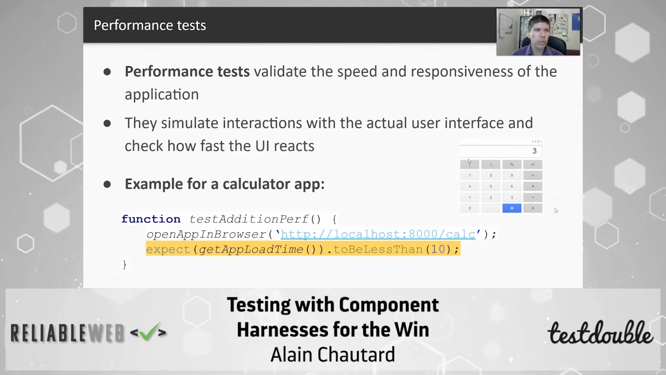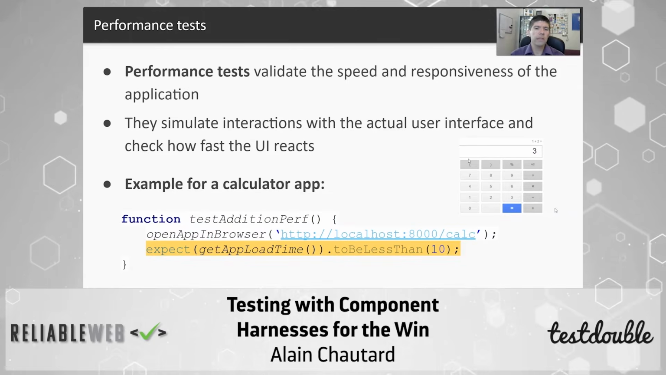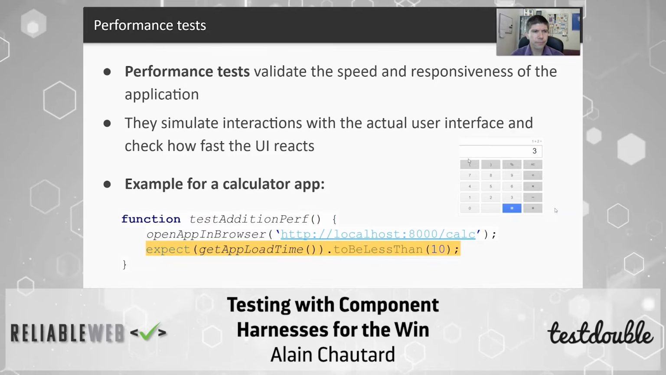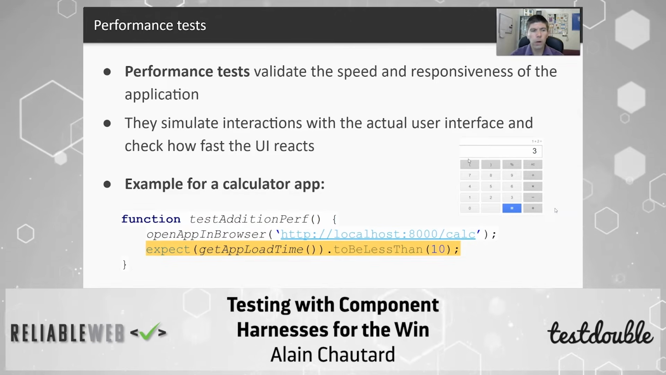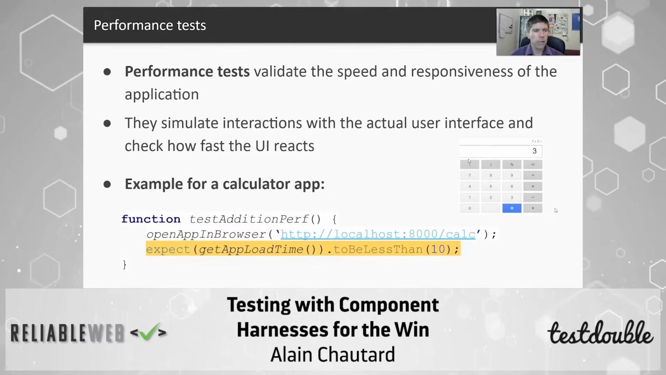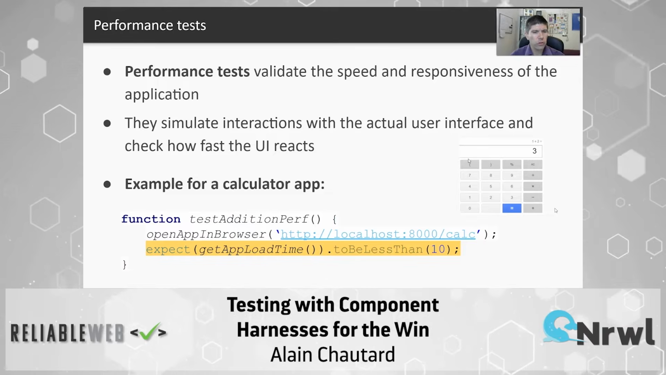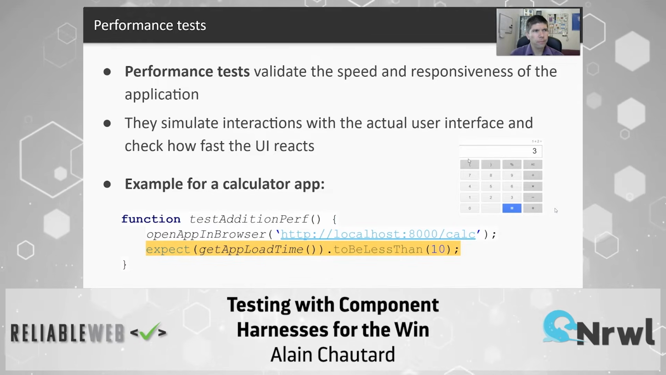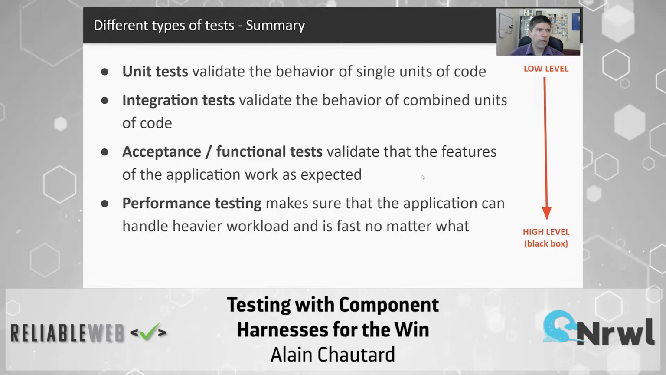So usually when you do performance testing, you're going to focus on measuring how much time it takes to perform a specific operation and make sure that that time remains consistently low. So in the example down here, you can see that I'm expecting the load time of the application to be less than 10 milliseconds in that example. So these are really all of the different kinds of tests that we have available.